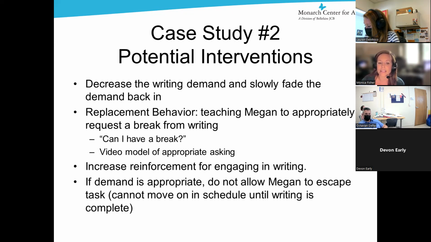And this escape extinction procedure doesn't necessarily mean that the child is sitting at their desk and not able to get up and not able to move, but we can just make the reinforcement contingent on the behavior, and they're not getting that reinforcement until the behavior occurs.